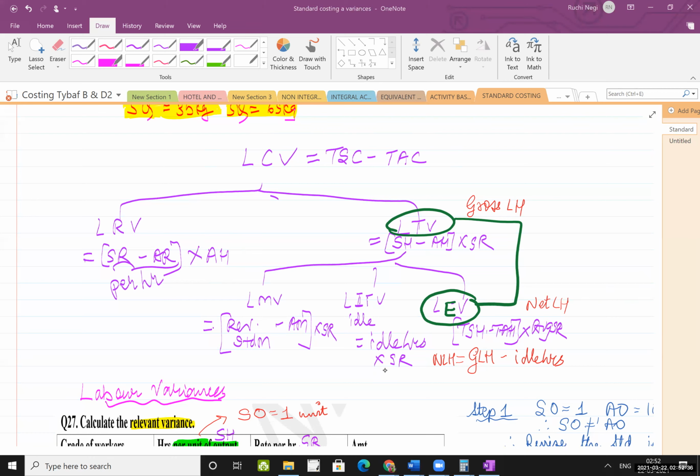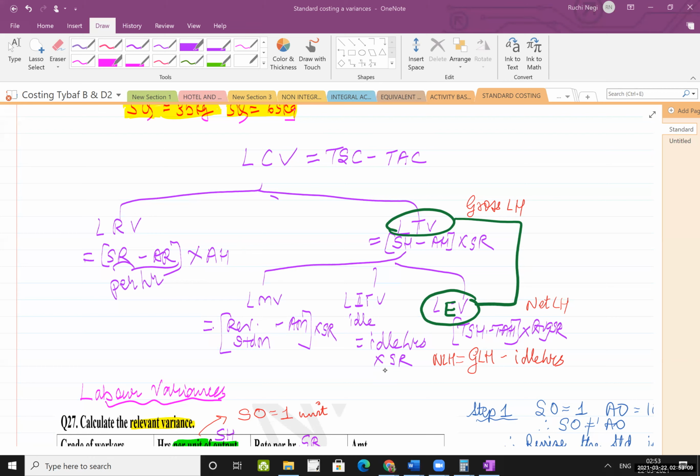Then you have labor idle time variance. This variance comes into picture only when you have idle hours, that is unproductive hours, maybe due to breakdown of machinery, lockouts, strike, power failure. All these five to six reasons contribute to idle hours, that is unproductive labor hours. So the formula says idle hours into standard rate.